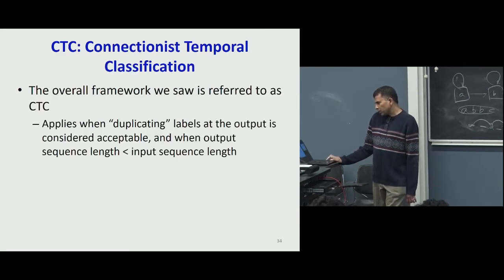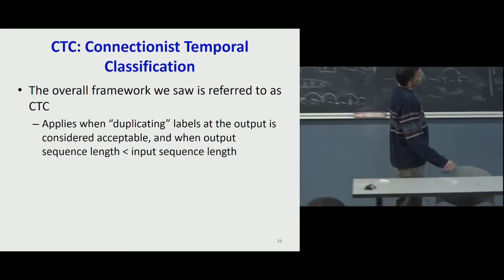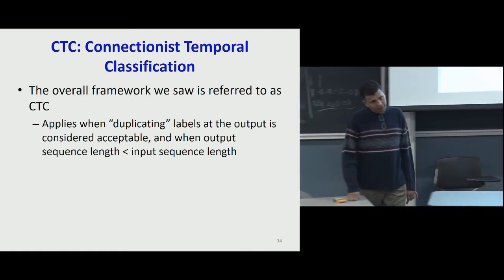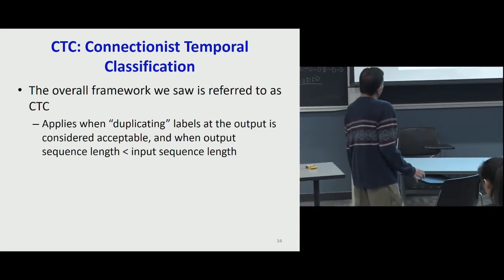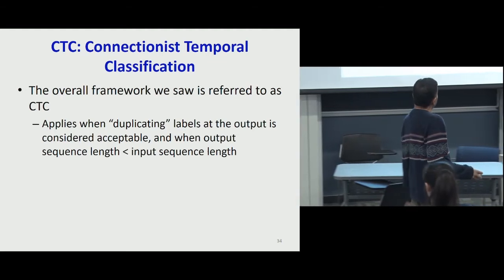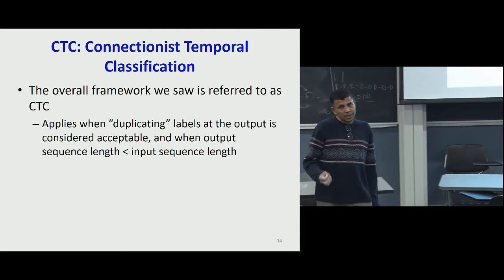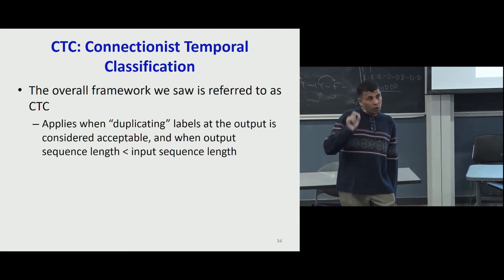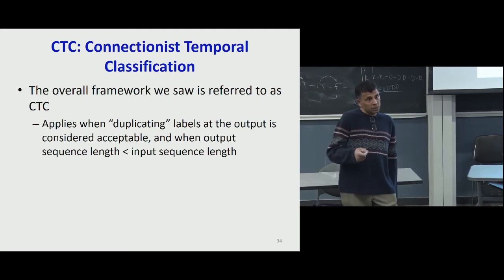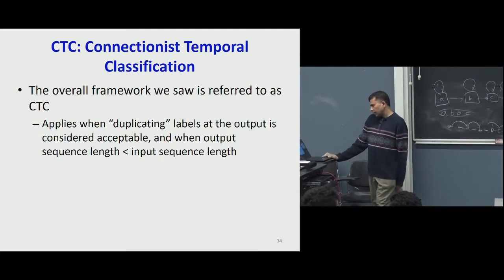So this whole framework that we saw is referred to as the connectionist temporal classification framework, or the CTC. Again, I'm not responsible for the names. I'm not really sure why it's called what it is, but this is the CTC framework. This applies with the blanks. This applies when duplicating labels at the output is considered acceptable and when the output sequence is shorter than the length of the input sequence, specifically, and also when the output sequence is order synchronous but not time synchronous with the input sequence. This order synchrony is important. We're going to move on to the next problem where you don't have order synchrony in a few minutes.